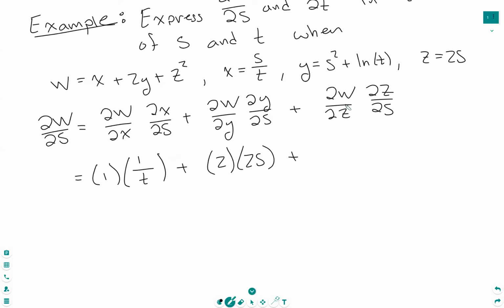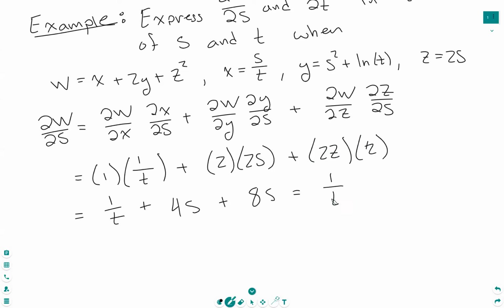And then I have partial w, partial z. This will give me a 2z. And then I have to do a partial z, partial s, and this will just give me a 2. So this is 1 over t plus 4s plus, so what I'll do is I'll substitute in z, because I need this in terms of s and t. So I substitute in z is equal to 2s. So this term here is 4s, multiplied by this 2, we get an 8s. We can simplify that. It's just 1 over t plus 12s.